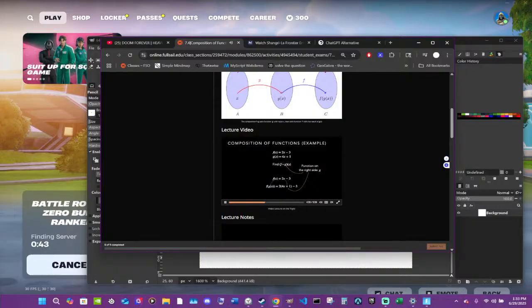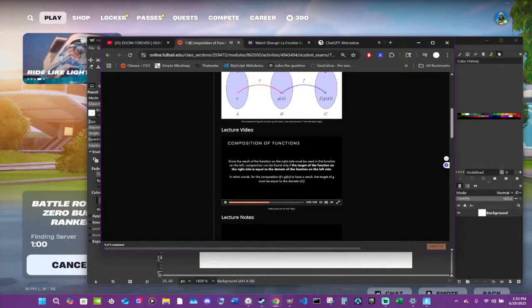On the right side, replace the variable x with the formula for g, which is 4x plus 1. After making this replacement, 2x minus 3 becomes 2 times quantity 4x plus 1 minus 3. Using the distributive property to multiply 2 times the quantity 4x plus 1, we get 8x plus 2. Simplifying further, we get 8x minus 1. Since the result of a function on the right side of the composition must be used in the function on the left side, this composition function can only be found if the range of the function on the right side is equal to the function on the left side.